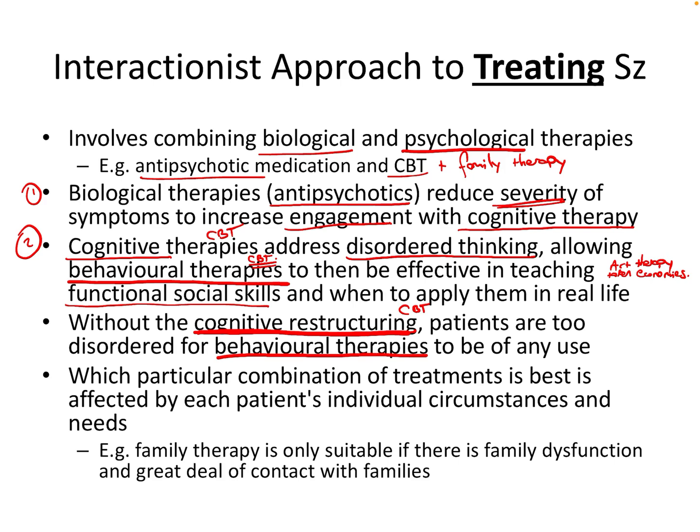However, the particular combination of treatments and which one is best is really down to the individual. So for example, family therapy is only going to be suitable if there's family dysfunction. So it's mostly going to be helping families where there is high expressed emotion, for example. Although it can be helpful for everybody, it's going to be most successful when it's being used with individuals who are experiencing family dysfunction. And so obviously the particular combination of treatments is going to be determined on a case-by-case basis.